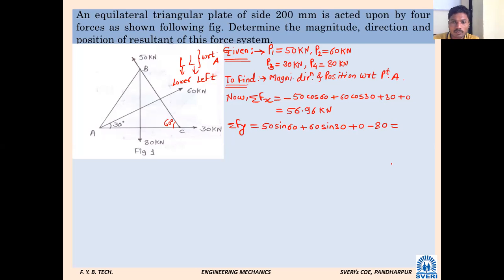Tell me this summation Fy. Minus 6.69 kilonewton. Very good. Now we know R. R is equal to square root of summation Fx squared plus summation Fy squared. Both values are with you. What is the value of R? 57.35. Very good. Next, theta.